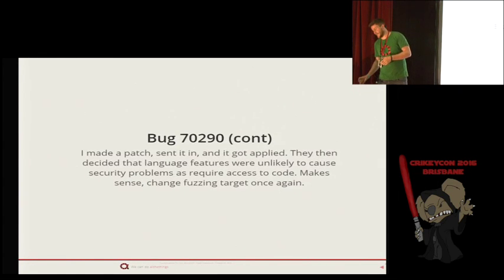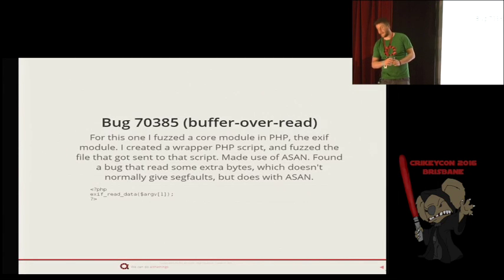So I made a patch and I sent it in, and it got applied. PHP then decided that any core language features, they don't really treat as security either, because hey, if you've got code, you can just run the system. And so yeah, that makes sense. I changed the fuzzing target once again. So now I'm fuzzing core modules in PHP. So I made a couple and I ran AFL over it, and I found some bugs.